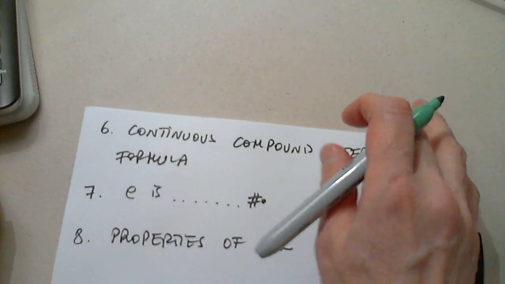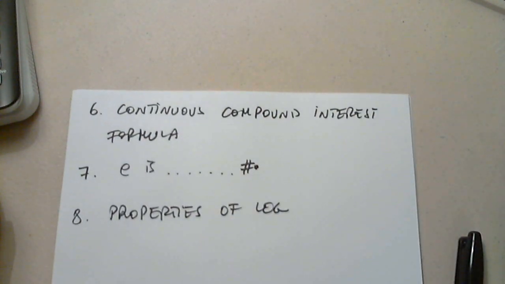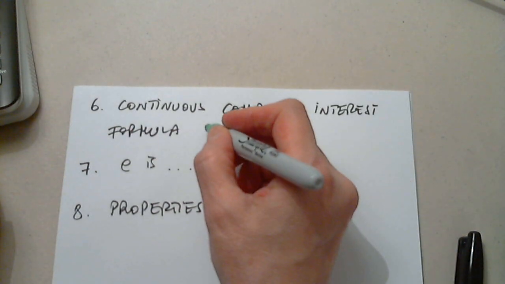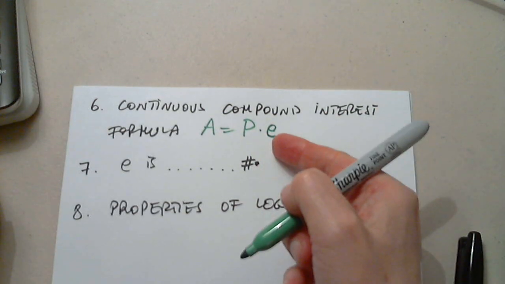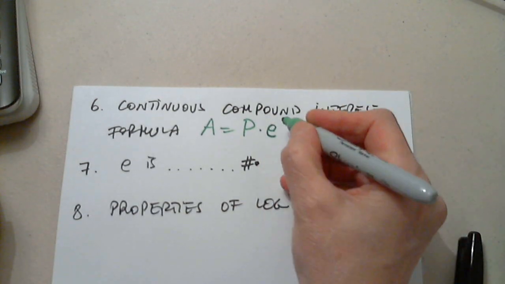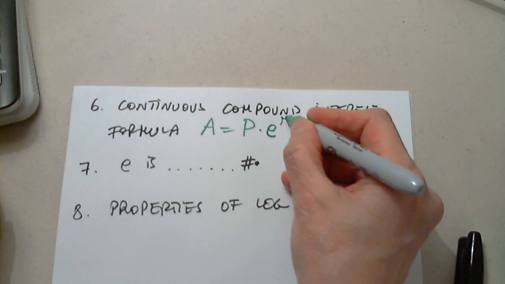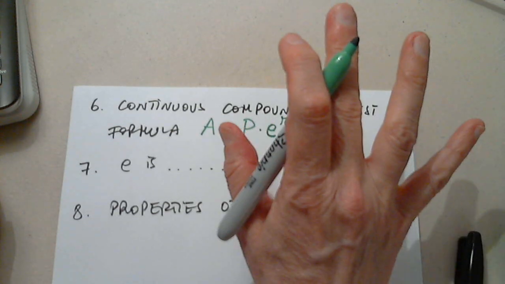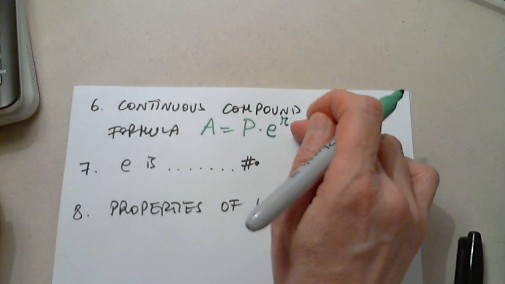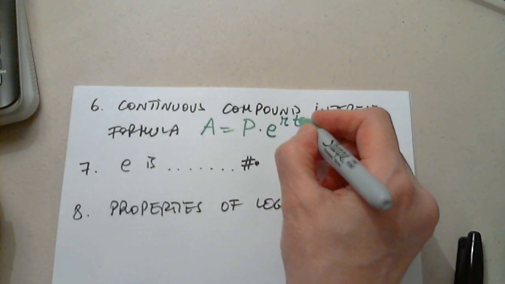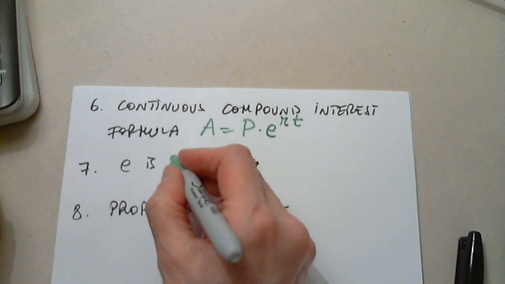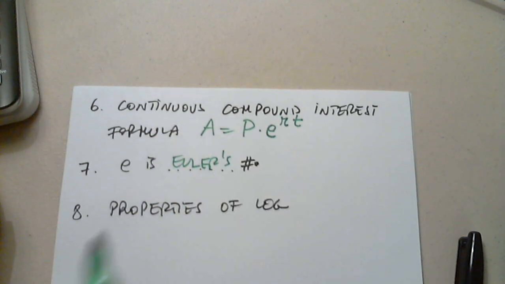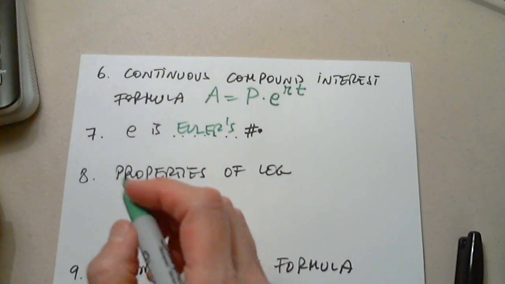Continuous compound interest formula. Principal times Euler's number, to the interest rate times t. There is no n because it's continuously compounded, so just the interest rate times t. It's continuously compound interest. So e, we already said, it's Euler's number.